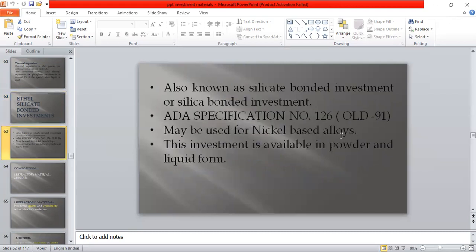Ethyl silicate investment material has an ADS specification number of 126 and an old specification number of 91. Ethyl silicate bonded investment material is also known as silicate bonded or silica bonded investment material. It is used for nickel based alloy, and it is used in investment. It is available in powder and liquid form.